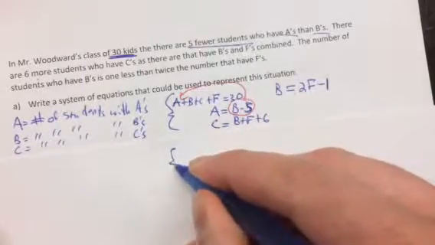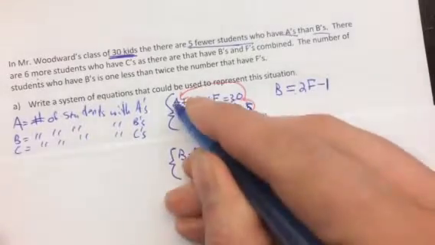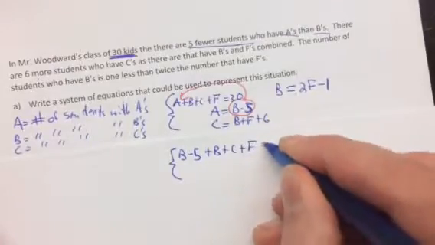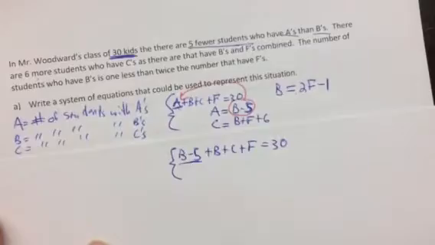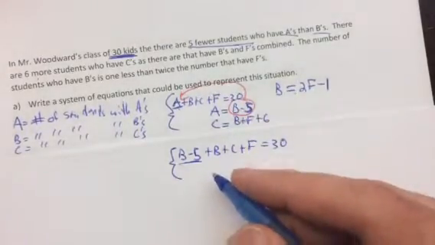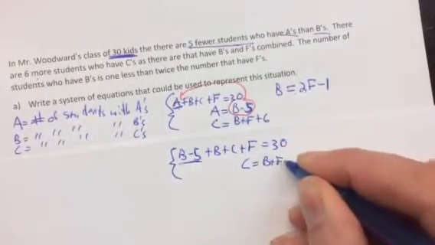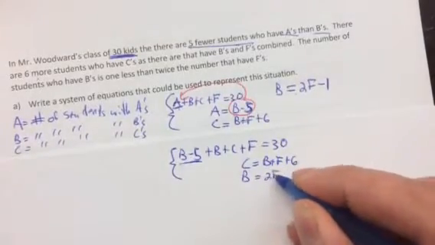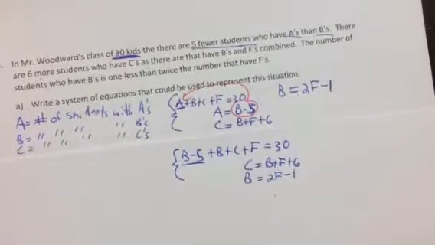Our new system of equations is going to say B minus 5, that's what A is equal to, plus B plus C plus F equals 30. So all I did was I replaced A with B minus 5 here and rewrote the equation. The other 2 equations are going to stay the same because they already didn't have any A's in them. C equals B plus F plus 6, and B equals 2F minus 1. So that's my new system of equations. Now I only have 3 equations with 3 variables.